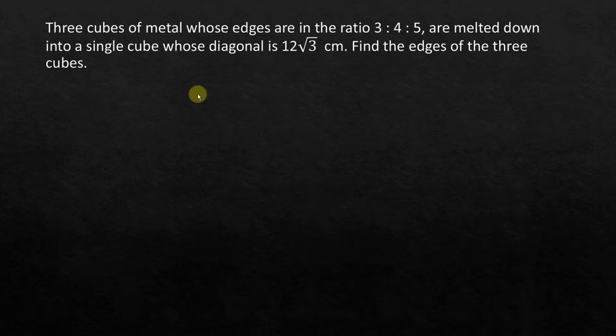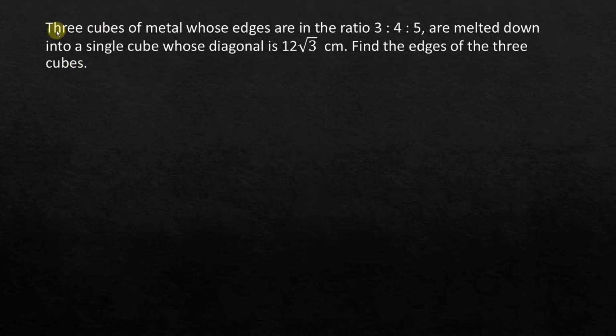Hi everyone, today we are going to solve a volume related problem, and we are going to use algebra to solve this problem. Three cubes of metal whose edges are in the ratio 3:4:5 are melted down into a single cube whose diagonal is 12 times square root of 3 centimeters. Find the edges of the three cubes.